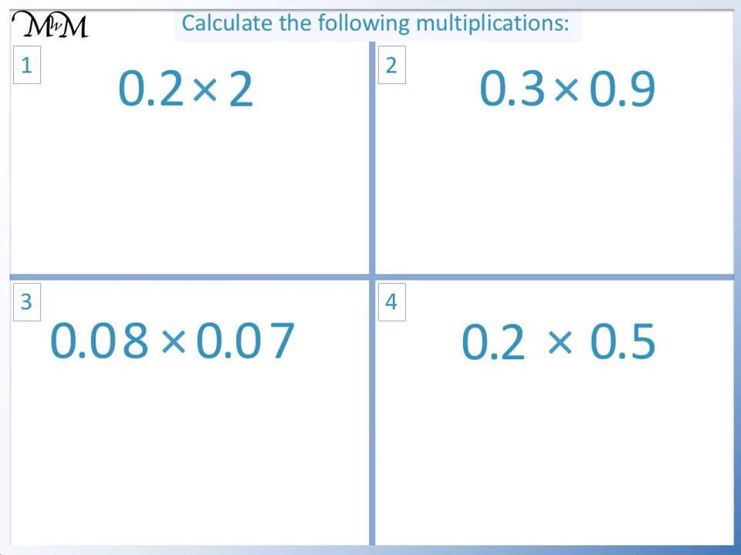Here are some questions for you to try. Work out the decimal multiplications shown. Pause the video and have a go.